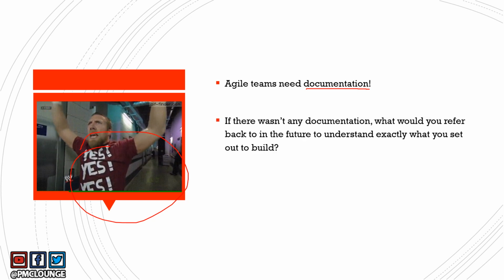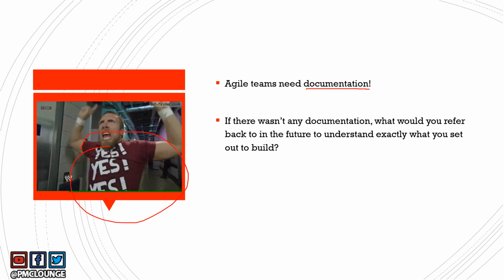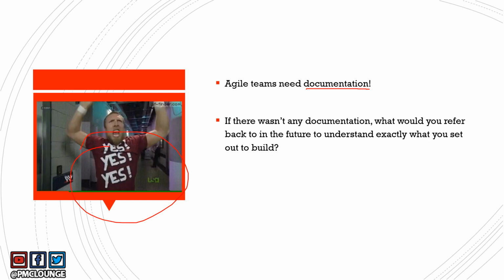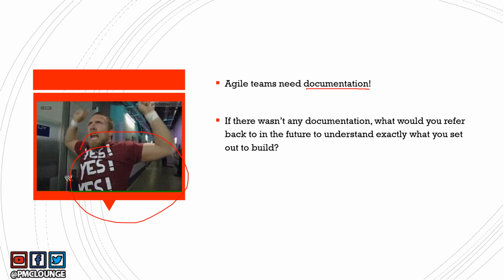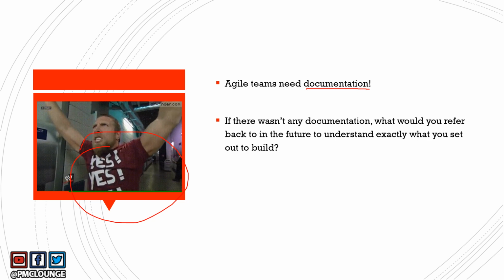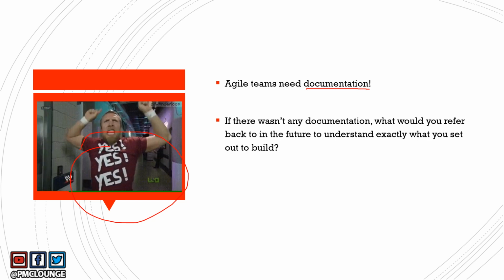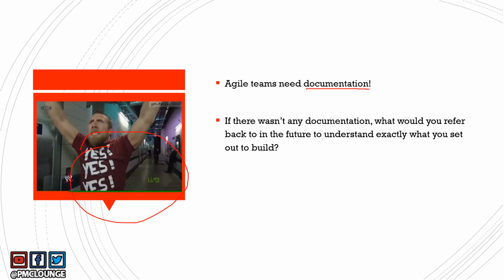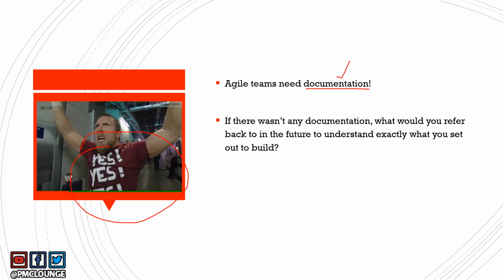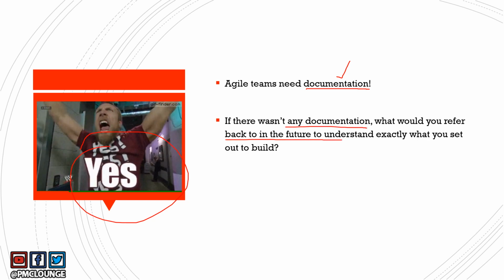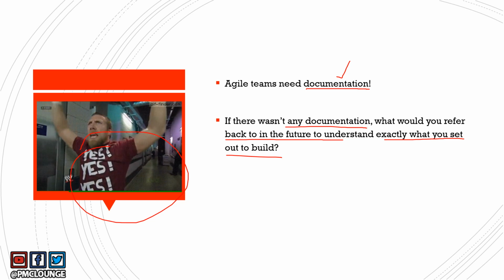Now, let me give you an example. So, you are working on a project and your team has worked on something for 2 months. 2 months down the line, one of the engineers in the development team wants to ensure that whatever has been built is exactly what the team set out to build to begin with, right? 2 months ago, this is what we set out to build, and now 2 months down the line, the developer is saying, I want to ensure whatever we have built is exactly what we set out to build. But who remembers what exactly we set out to build 2 months ago, right? So if you don't have documentation, these are the kind of issues that you're going to come across. If there wasn't any documentation, what would you refer back to in future to understand exactly what you set out to build? So you have to have some kind of documentation to refer back to in the future.